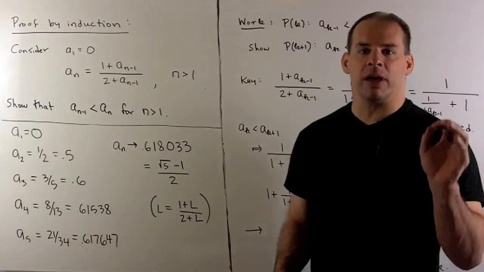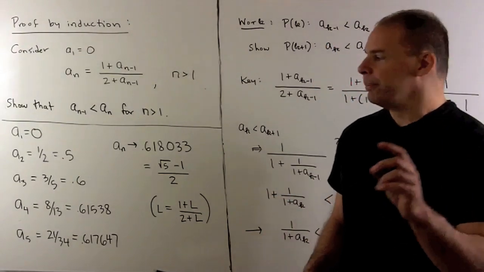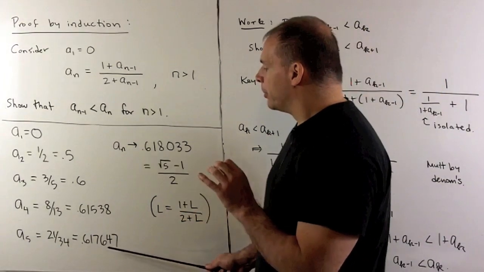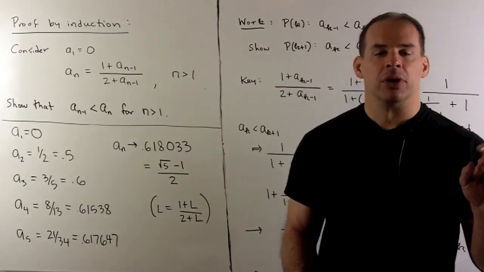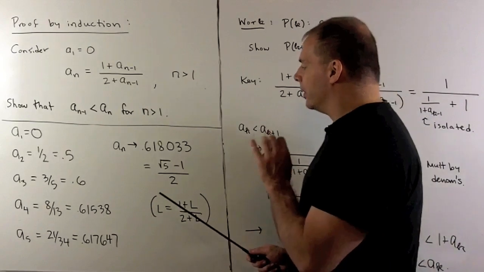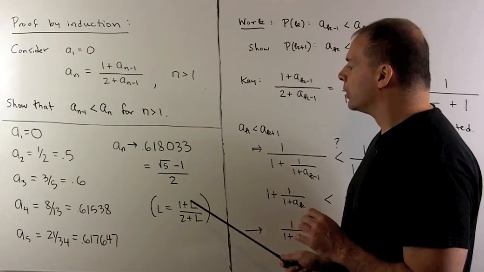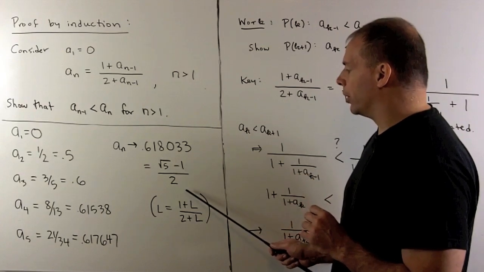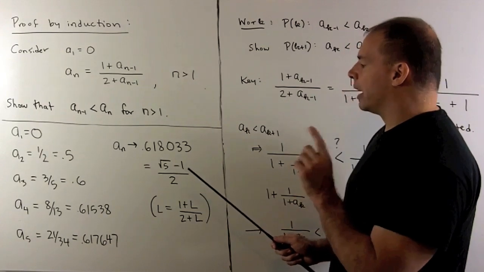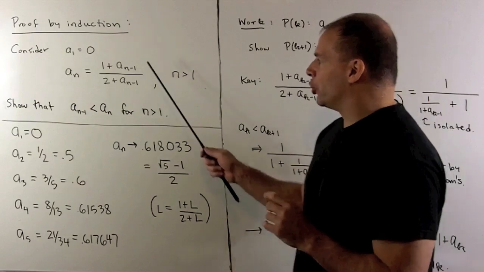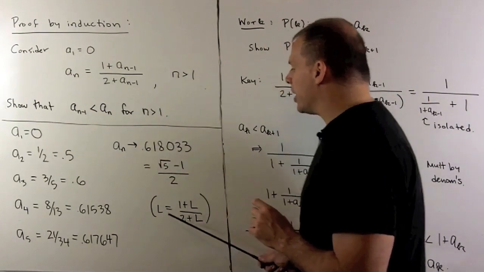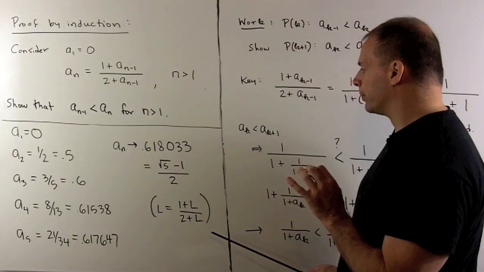Now, the punchline from the other video is that these numbers are going to increase, but they're not going to go off to infinity. So they're going to level off at the number approximated by 0.618033, or square root of 5 minus 1 over 2. Now, the key to seeing that is to take your a's, replace them with L's, and then solve for L.